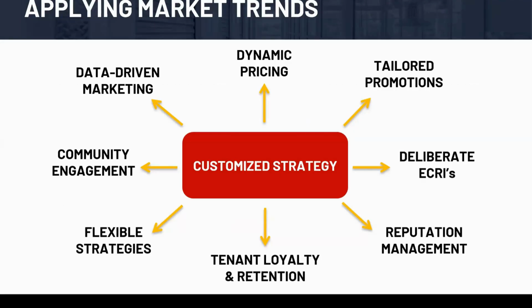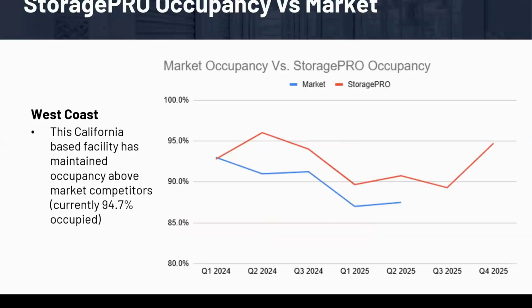So we're going to take a quick peek at two StoragePRO facilities just as an example. This first one is a West Coast facility. It's California based, and our home office is based in California. It's comparing market occupancy versus StoragePRO occupancy. And you can see that this facility has performed very well and has stayed above market occupancy. It's currently around 94.7%. What we needed to do in order to manage this facility well was to implement proactive revenue management. We scrape rates daily.